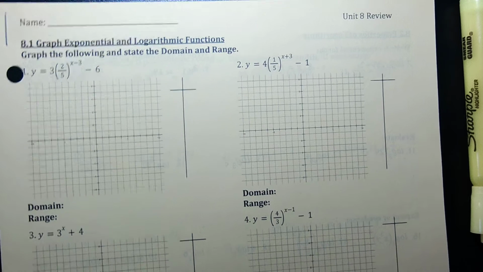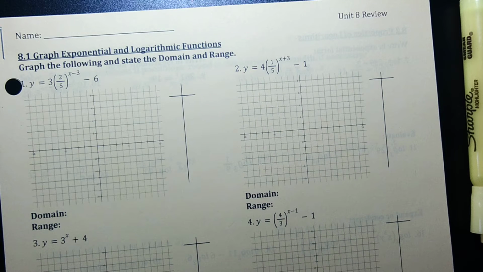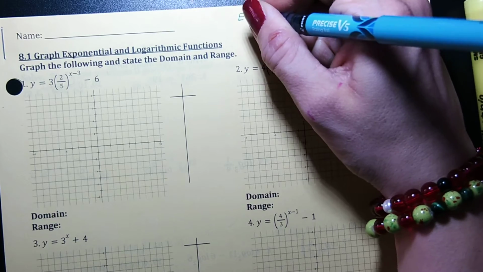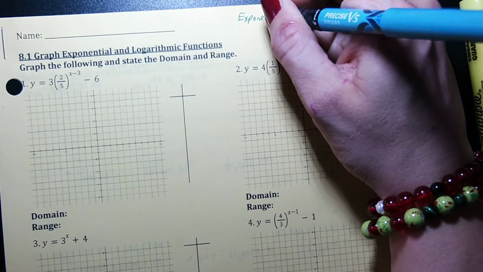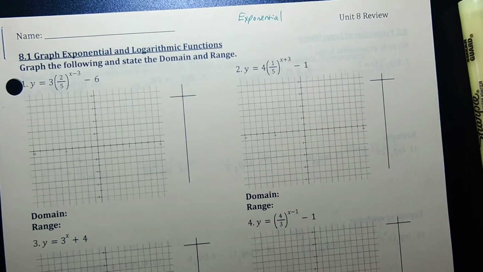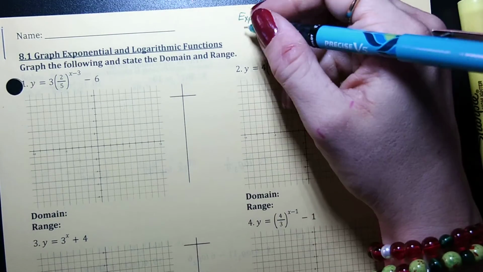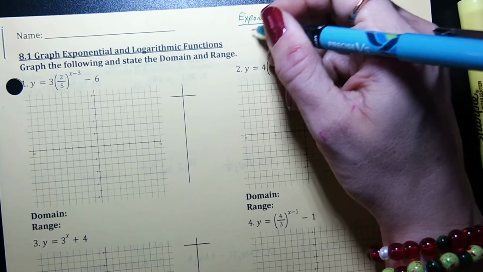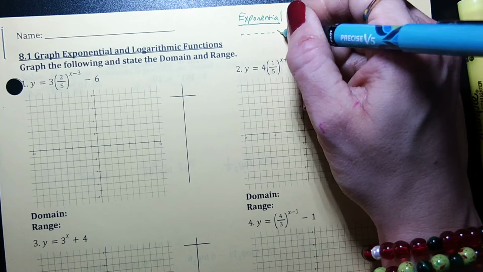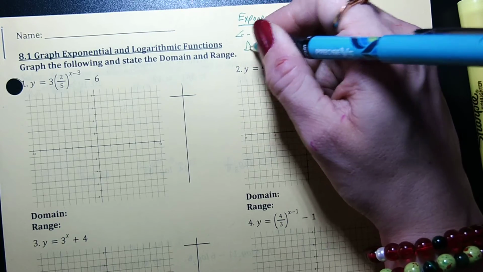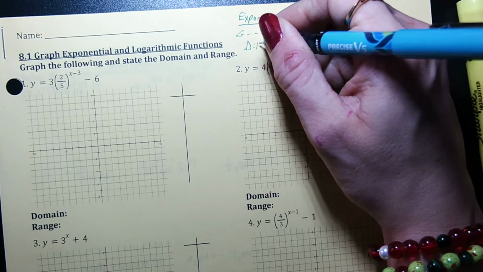Starting with the graphing part of the review. So there are two types of equations to graph, just like there are two types of equations to solve. We've got exponential equations, which have x as the variable up in the exponent. Now for exponential equations, they have horizontal asymptotes and a domain of all real numbers.